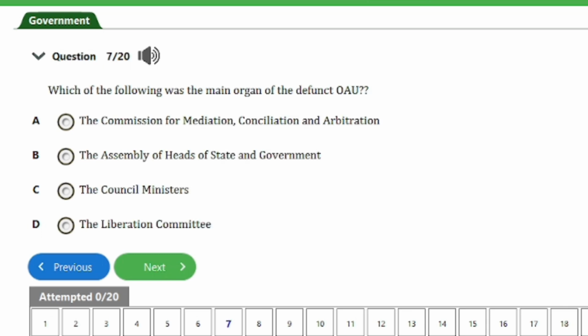So guys, the next question we have here, question number 7 says, which of the following was the main organ of the defunct OAU? We have A. The Commission for Mediation, Conciliation, and Arbitration. B. The Assembly of Heads of States and Governments. C. The Council of Ministers. D. The Liberation Committee. So guys, the answer to this question is option B, that's the Assembly of Heads of States and Governments. And that's it for this question. So let's consider the next question, guys.